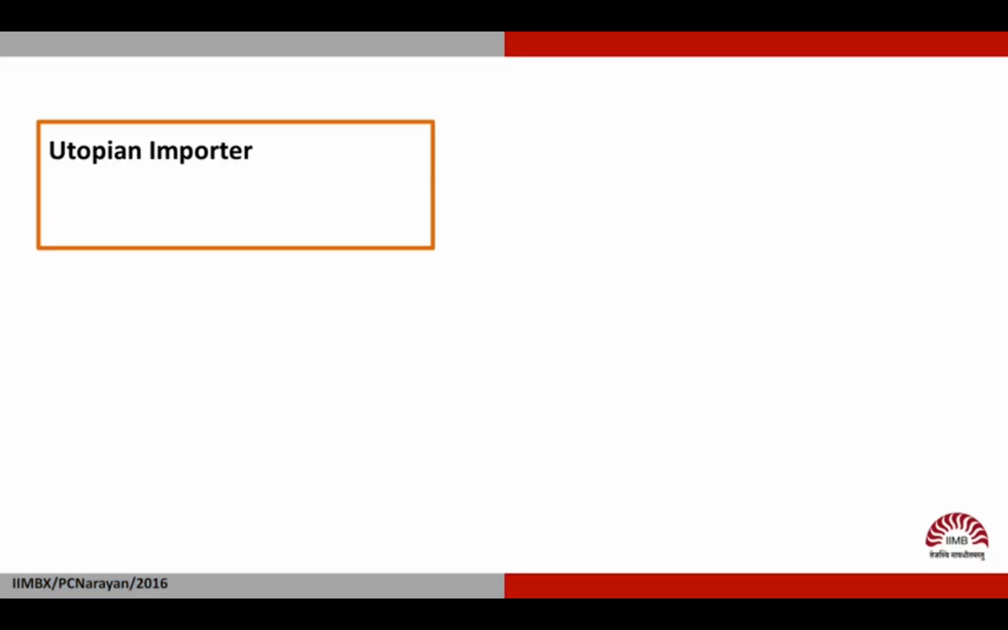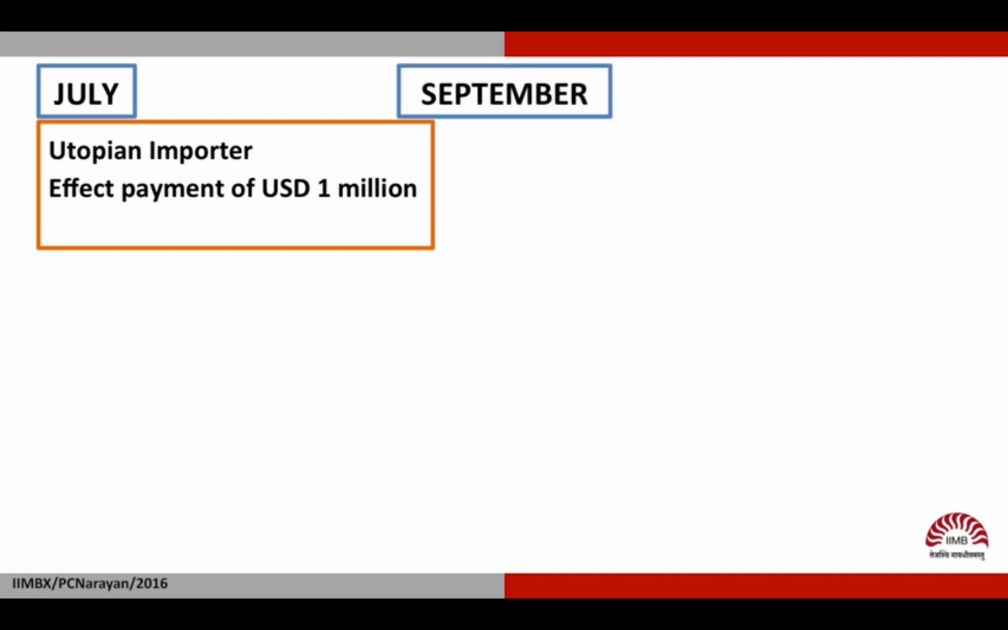To understand how an options contract works in the financial markets, let's first look at an example. Let us say an importer in Utopia, that's the name of a fictitious country, is required to effect payment of $1 million for an import that he has done from the United States. Now we are in July, let us say, and payment is to be made at the end of September. So he's got a 3-month lead time to effect that payment.